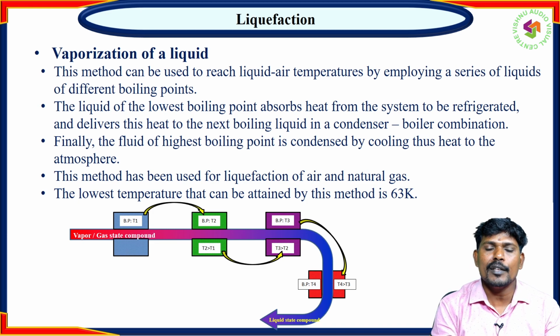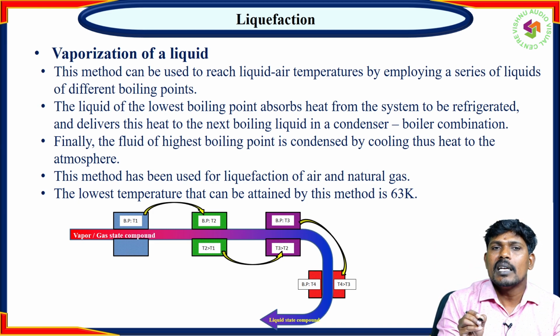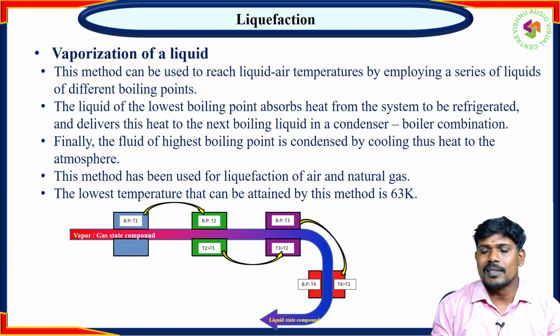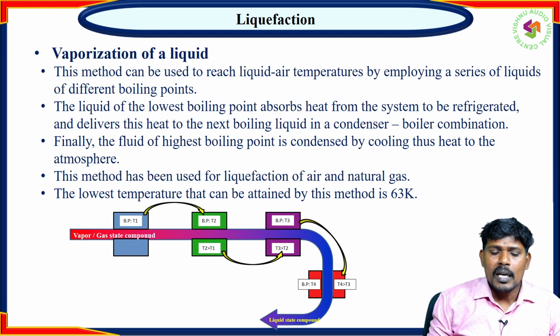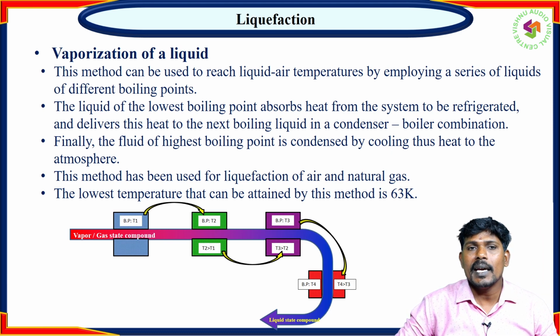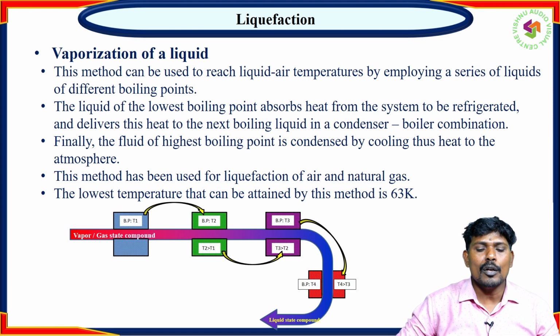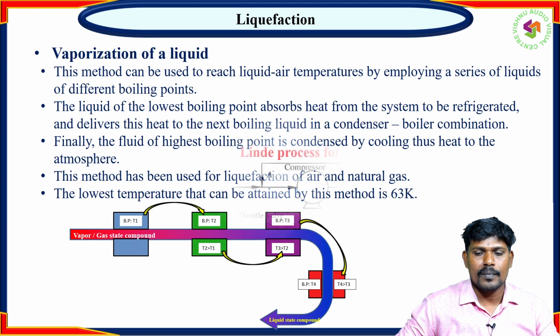In this manner, when you send the gas through a series of refrigerants, the gas is converted into the liquid state. This is the vaporization of the liquid. This method has been used for liquefaction of air and natural gas. The lowest temperature that can be attained by this method is 63 Kelvin.